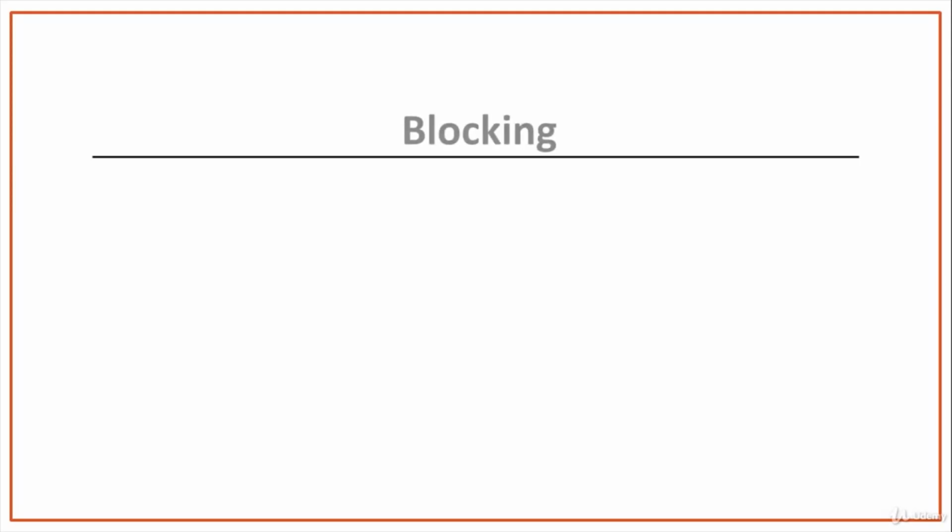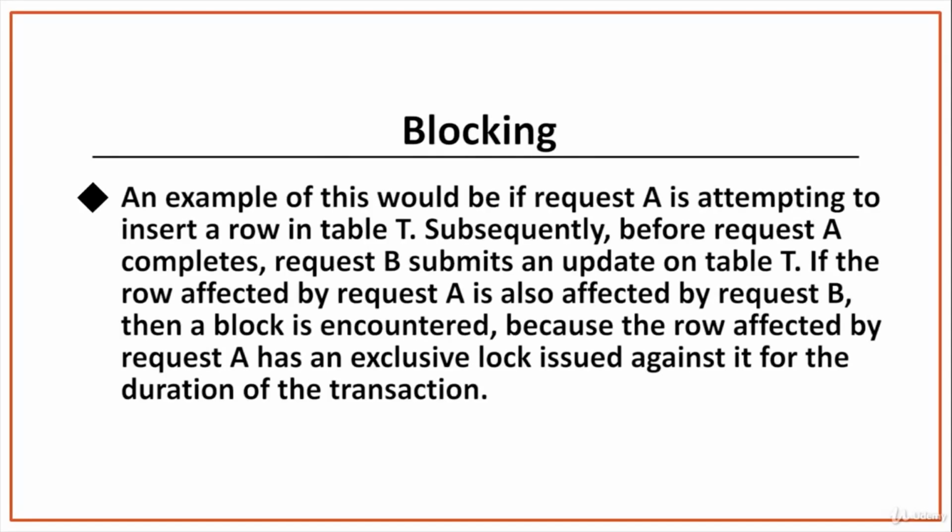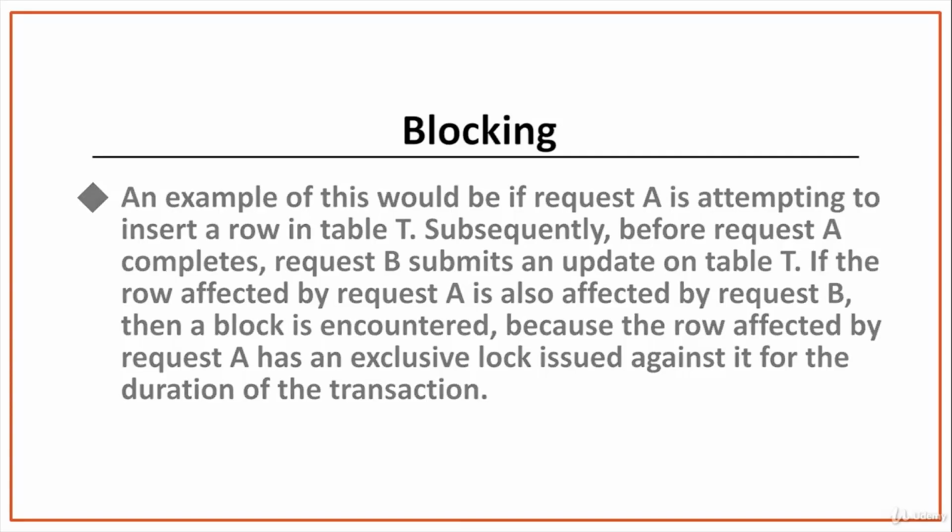An example of this would be if request A is attempting to insert a row in table T. Subsequently, before request A completes, request B submits an update on table T. If the row affected by request A is also affected by request B, then a block is encountered, because the row affected by request A has an exclusive lock issued against it for the duration of the transaction.